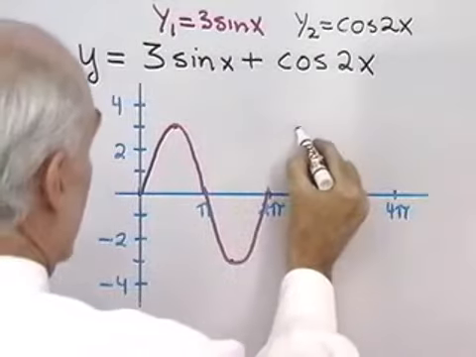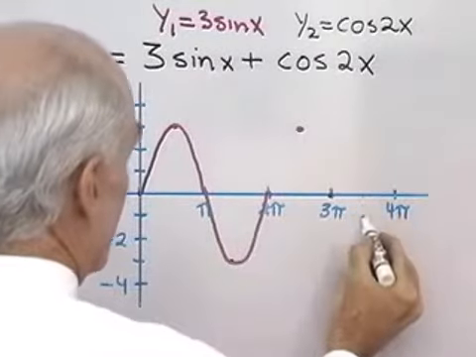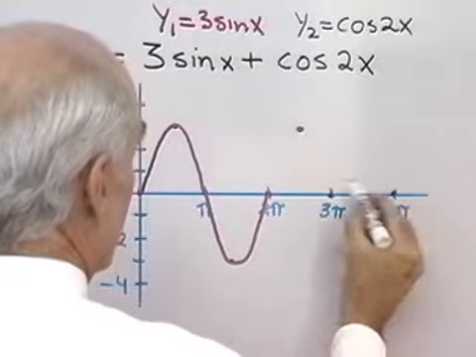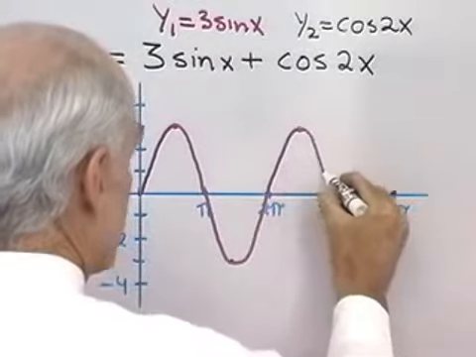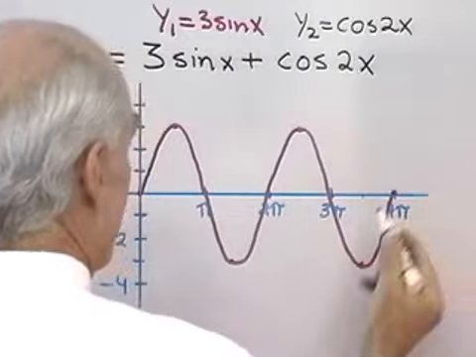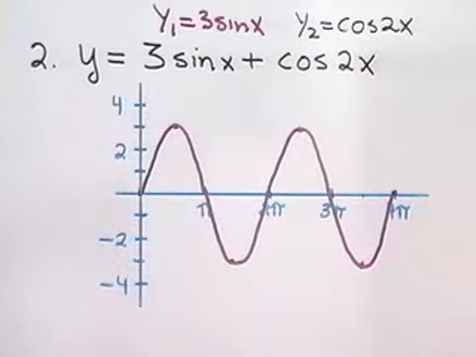And here it's going to go back up to 3, down to 0, down to negative 3, and back up to 0. And like this. So there's the graph of y equals 3 sine x.